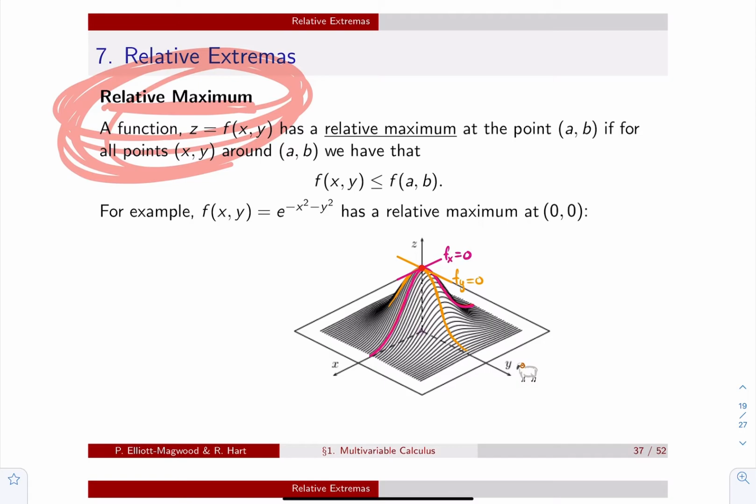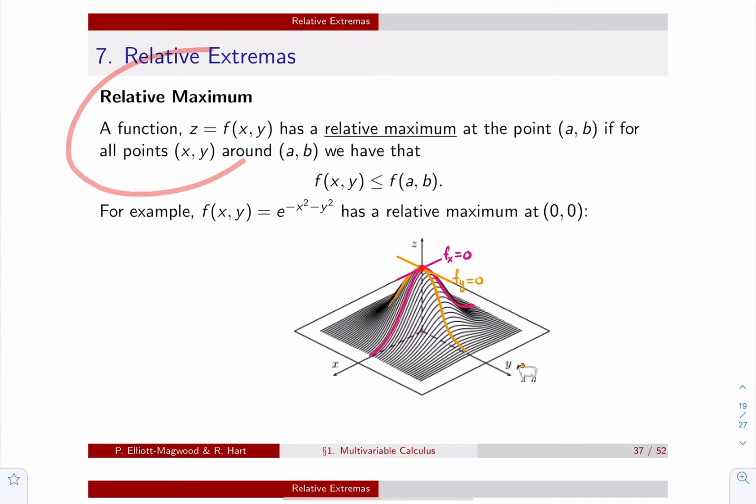What do they mean? Like, what is it to be a maximum or a minimum for a function of two variables? So first, I have an example here of a function, which is e to the power minus x squared minus y squared. Don't worry about the equation here. I already drew the graph. We will never ask you to draw the graph.